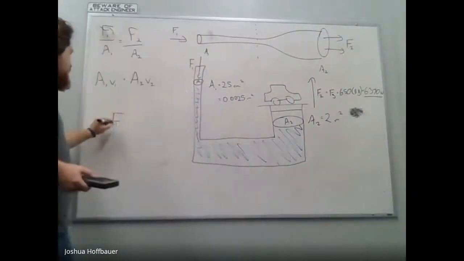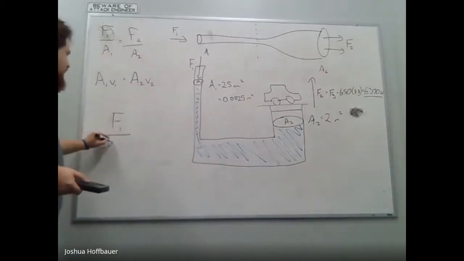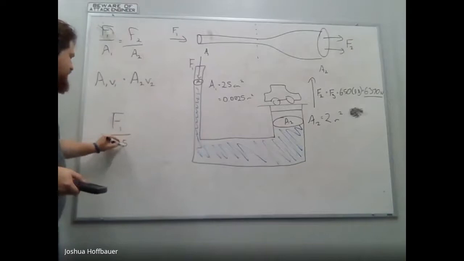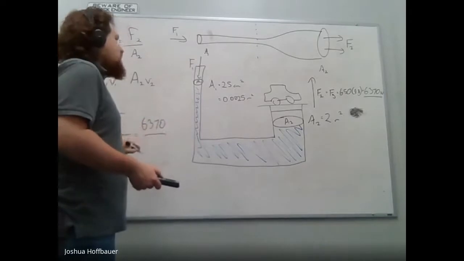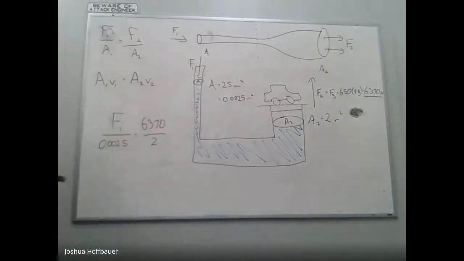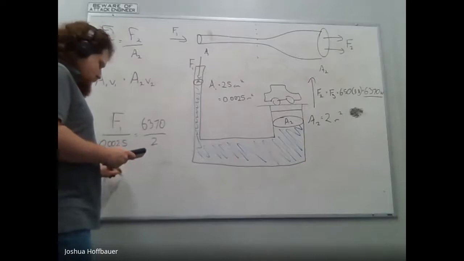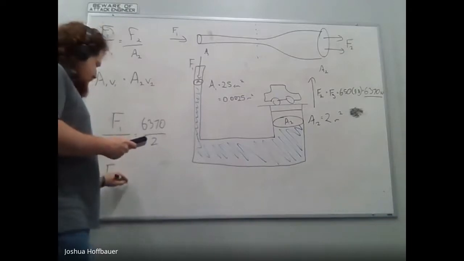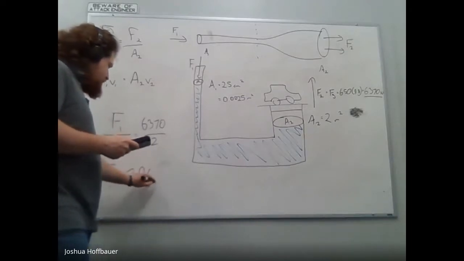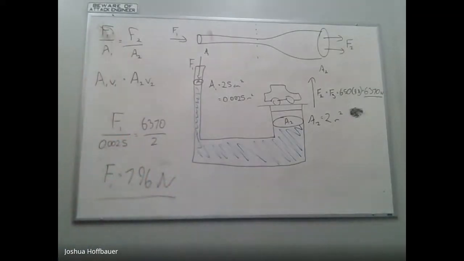We want F1, and that force is being put into an area of 0.0025. And then on the wide side, we need an output force of 6,370. And that side, the pipe has an area of 2. So now all we have to do is solve for force. So multiply both sides by 0.0025, and that should give us an input force of 7.96 newtons.